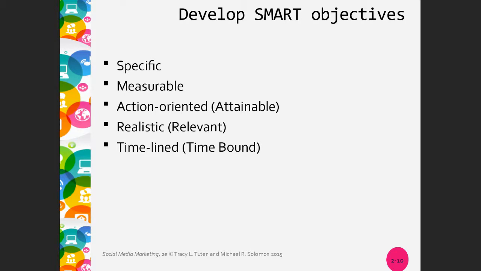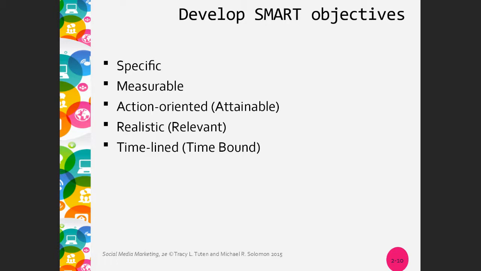And then time bound. You want to have objectives, say, by this date, we want to have X amount of interactions with our posts or whatever. You don't want to make it open-ended because then, what does that mean? You never get there. You never assess them. Also, deadlines tend to focus people's attention.